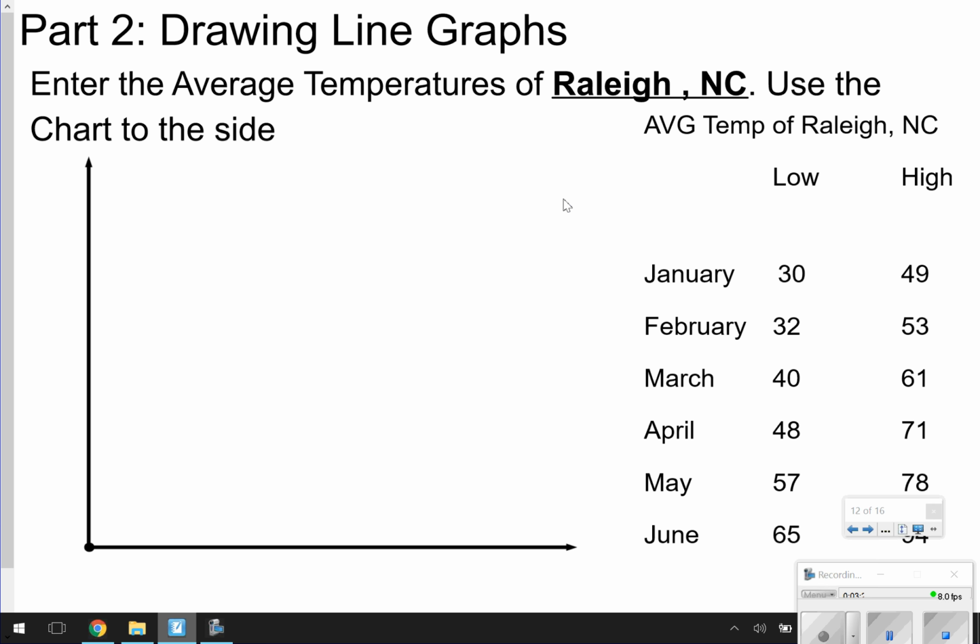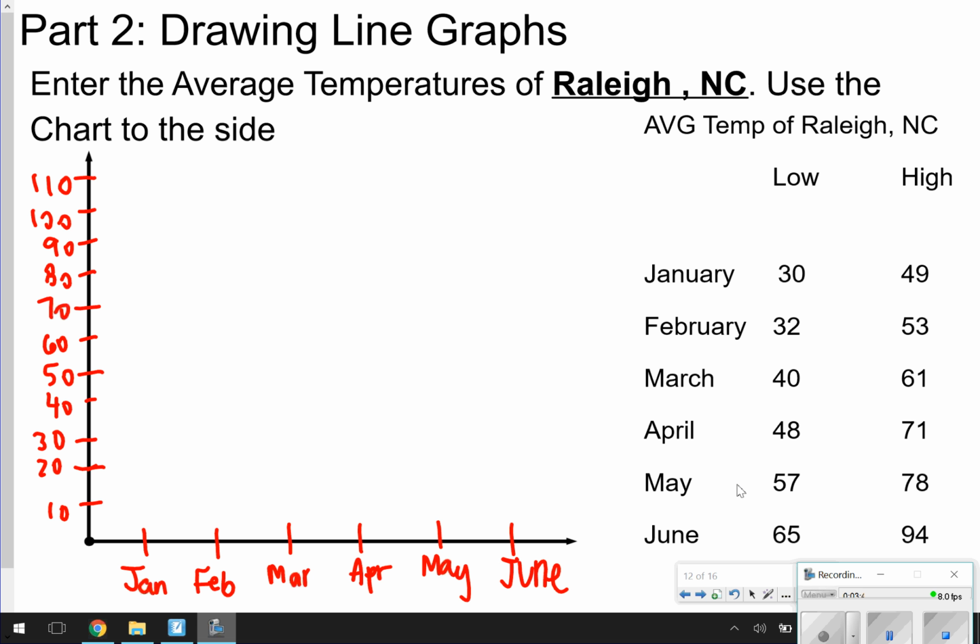Part 2 of our notes is actually going to be constructing a line graph. You're actually just going to watch me do this one, and then you will be able to try the next one on your own. The next one you'll try will be question 6. I'm going to enter the average temperatures of Raleigh, North Carolina on the line graph and show you how it's going to be done. The first thing you want to do is label the x and the y-axis of your line graph. Notice I have January through June, which are the months that I'm focusing on, on the x-axis, and the degrees going up in even intervals, 10, 20, 30, 40, all the way to 110 on the y-axis.